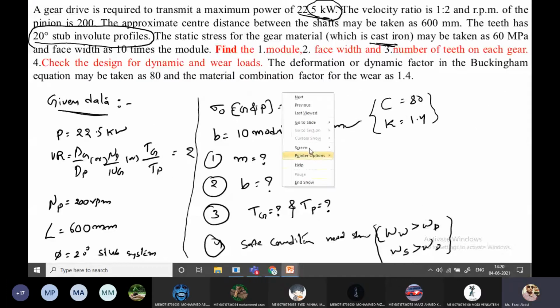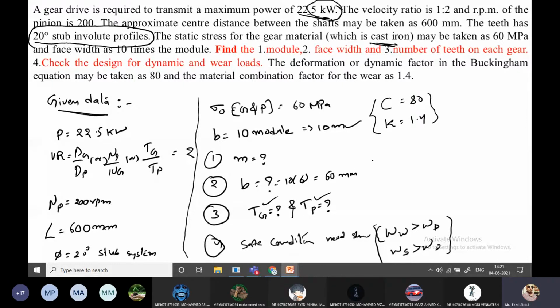Now what is the second question? The face width is how much? Face width is already given in the question as 10 modules. So 10 times 6, 60 mm is the face width. Now, the number of teeth on gear and number of teeth on pinion, how much?